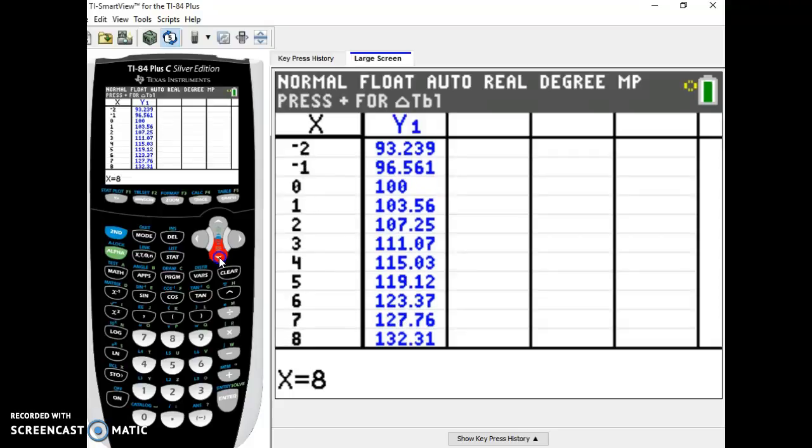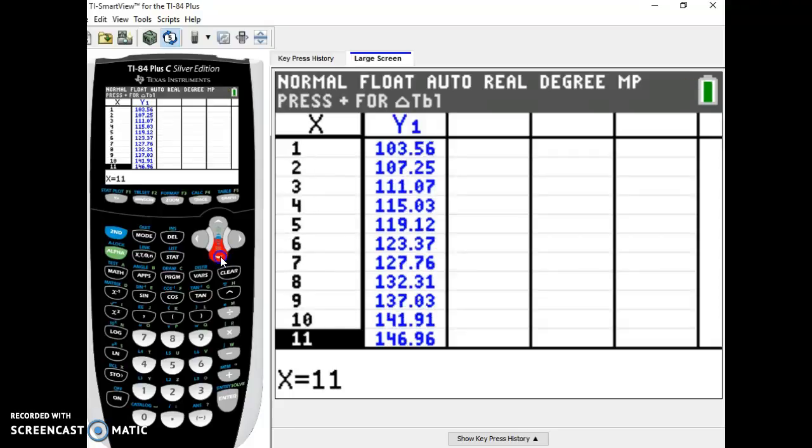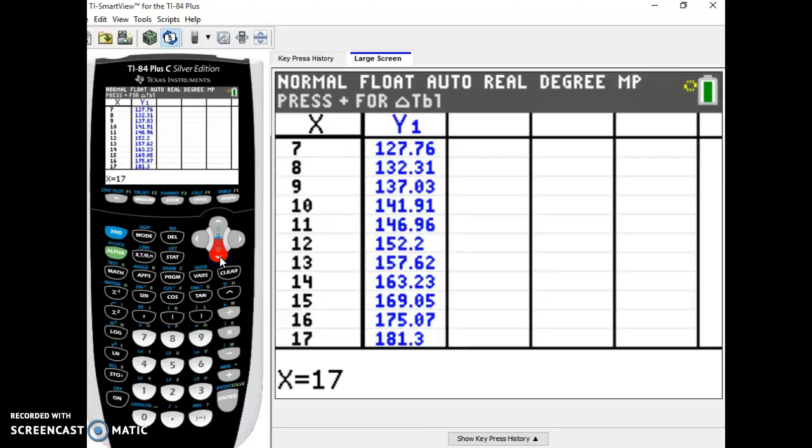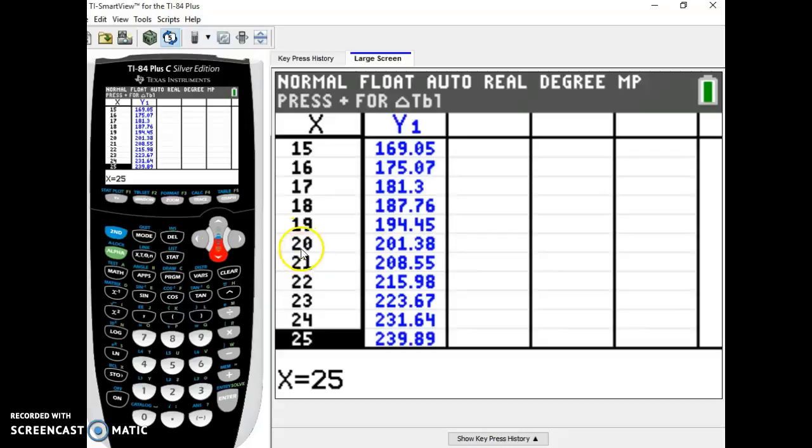It's going to take me a little bit. Ooh, now we're going. Now we're climbing. Oh, goodness gracious. It's going to take me between 19 and 20 years.